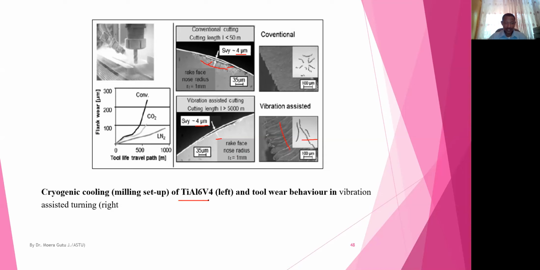This is actually a cryogenic cooling milling setup of a titanium alloy, which has high industrial application, and tool wear behavior in vibration assisted turning. So if you have drilling here and you have the cooling application, you can also assist the drilling process by vibrating the workpiece in addition to the drilling bit rotating.